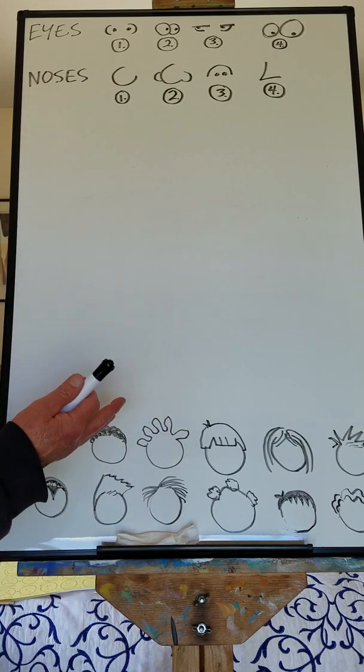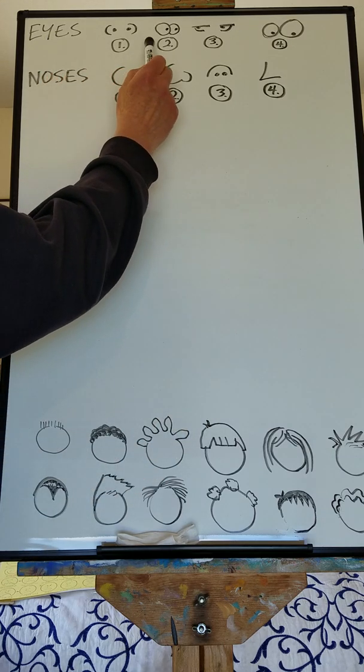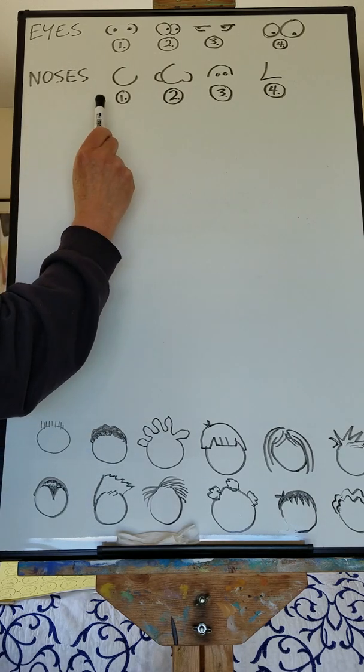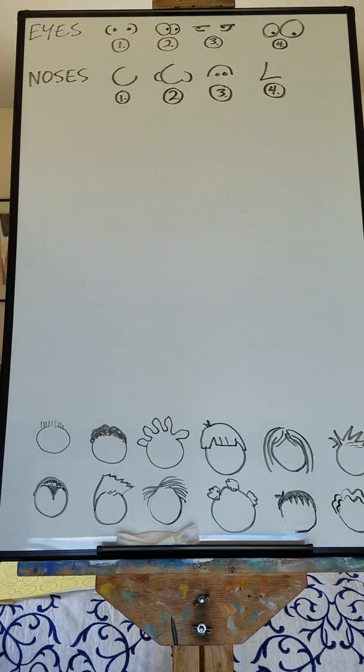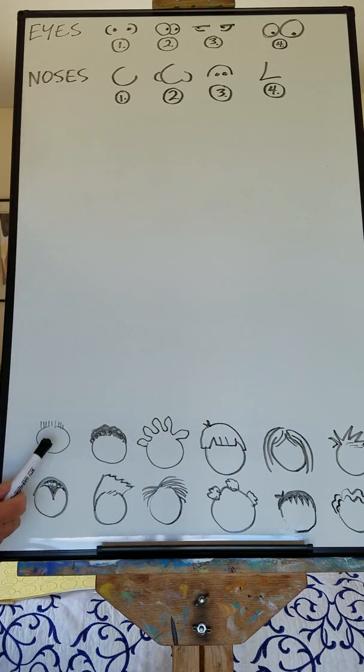So here we are with some eyes, 1, 2, 3, 4, and some noses, 1, 2, 3, 4. And down here, we've got the basic round shapes, but I have a few different hairstyles.